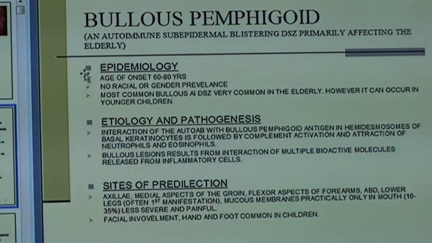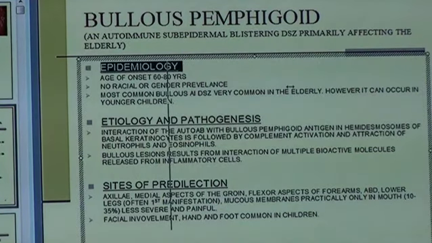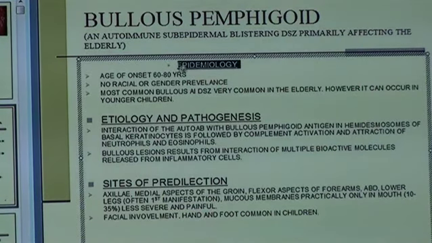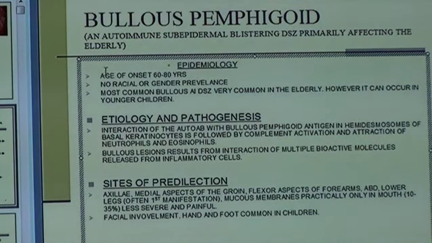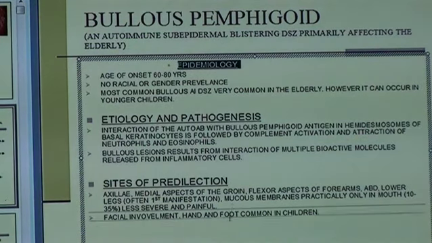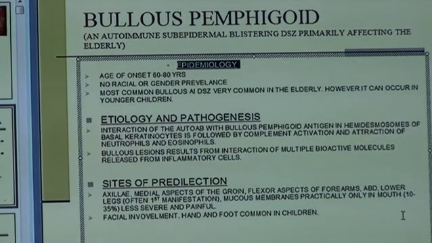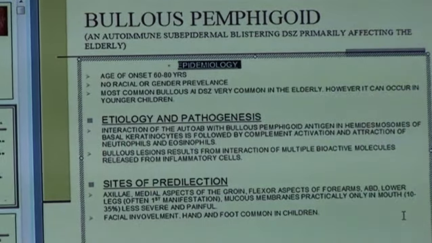The sites of predilection: axilla, medial aspect of the groin, flexor aspects of forearm, abdomen, lower legs, which is often the first manifestation. Mucous membranes, practically only in the mouth, like 10 to 35%, and less severe and painful in comparison to pemphigus. Facial involvement.